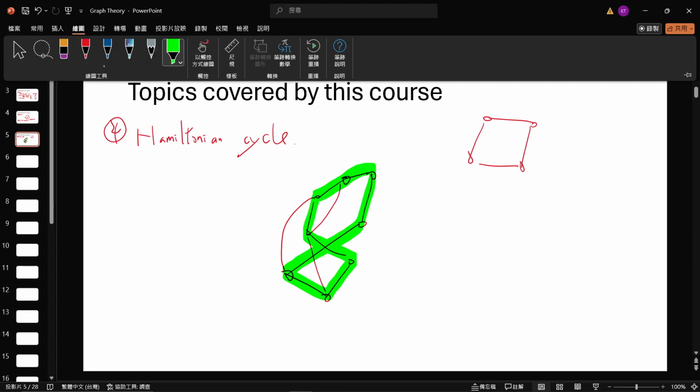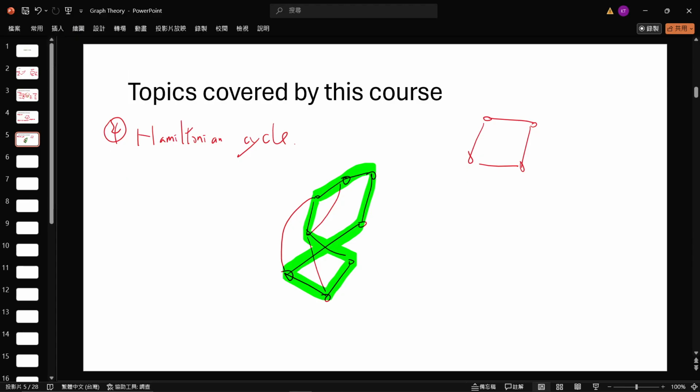So since this is an NP-hard problem, what we're going to discuss for this Hamiltonian cycle problem is to find some sufficient condition. That is, if I tell you that this graph has some certain property, then I can always guarantee that there must be a Hamiltonian cycle in the graph. Okay, that's called a sufficient condition. Once you have this sufficient condition, you can always find a Hamiltonian cycle. All right. So we're going to discuss some sufficient conditions.